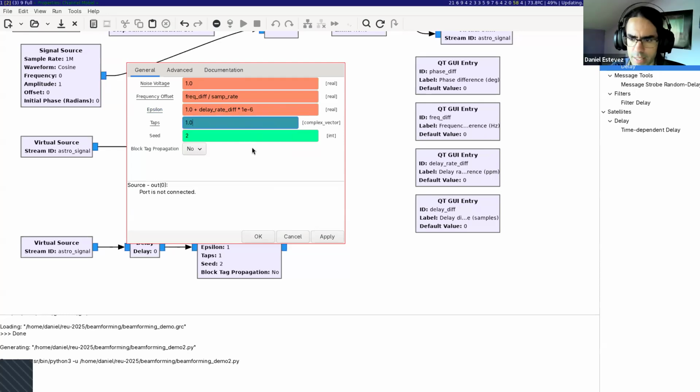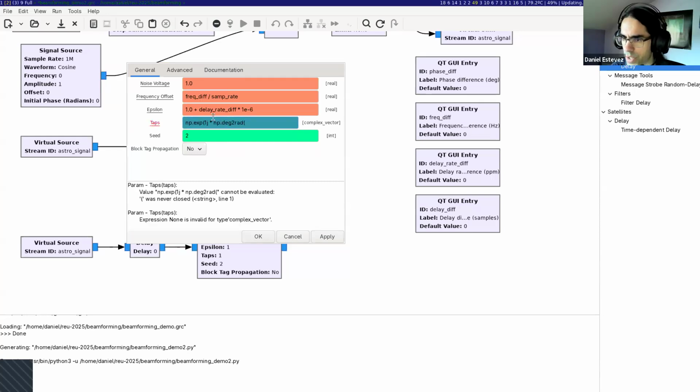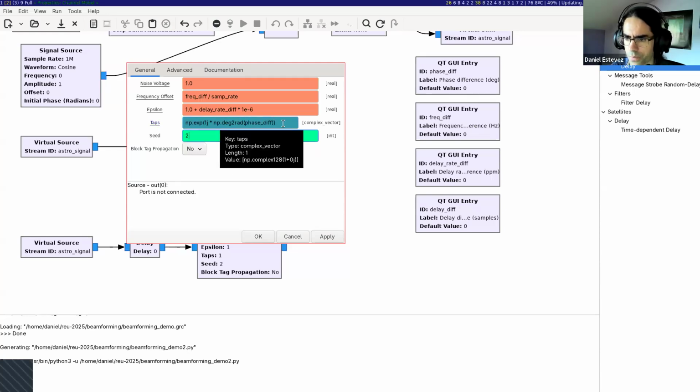And then finally, the phase difference. So the taps are complex numbers. They are multiplied by the signal. And then I can use NumPy to convert from degrees, because I have set the phase difference to be in degrees. That is easier to reason about than radians. So we can convert here. And these are all the formulas we need. Any questions about these formulas or anything we have covered so far?